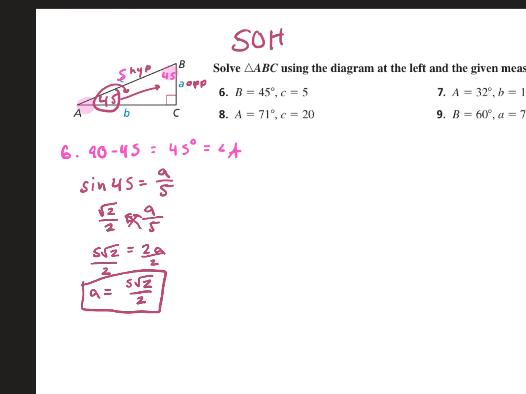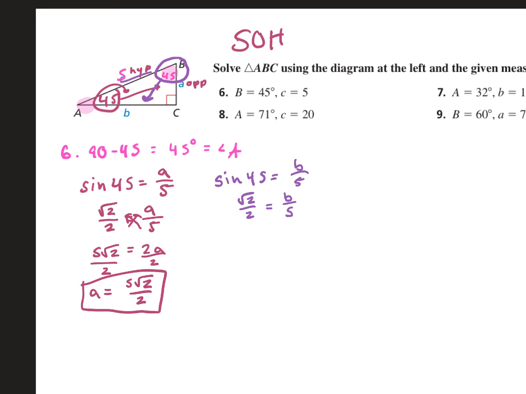All right, next we need to find B, since we just found A. So I could say that this is now my theta that I'm looking at, and B is opposite, and I'm going to use the hypotenuse again, which is 5. So sine of 45 is equal to B over 5. Sine of 45 is square root 2 over 2. That's equal to B over 5.